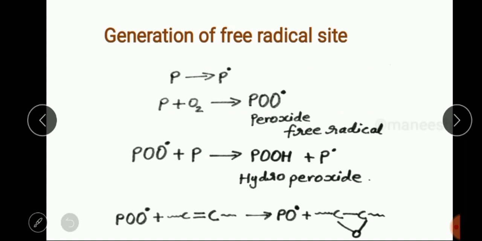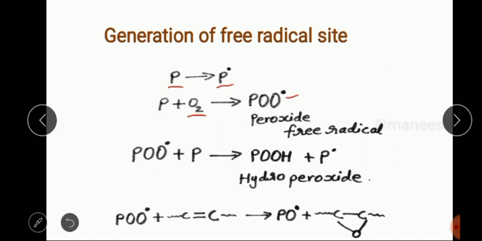Remember, the first step of this oxidative degradation is generation of a free radical site over the polymer backbone. Imagine P is the polymer. The first step will be the free radical over the backbone chain of the polymer. Once the free radical is generated, it can react with oxygen, so that you will get this particular free radical.